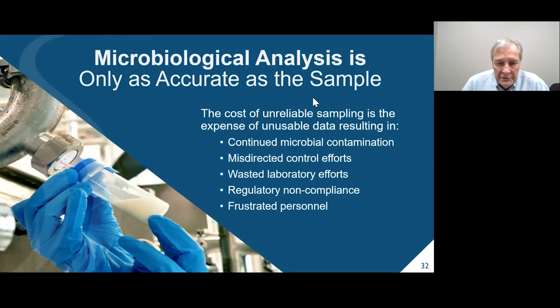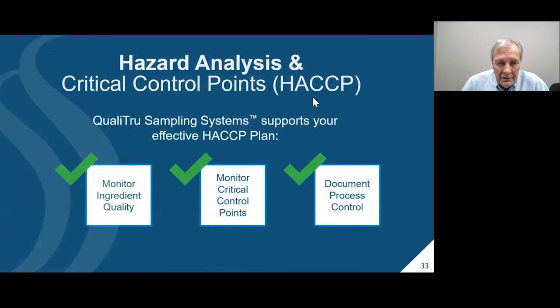A little summary: continuous monitoring is necessary for an effective quality control program. If we don't have reliable data, we have misdirected quality control efforts. We have wasted laboratory time. We have regulatory noncompliance and frustrated personnel. Our line analysis system fits well with the HACCP system. We can use it to monitor critical control points, and we can document the control of those control points.